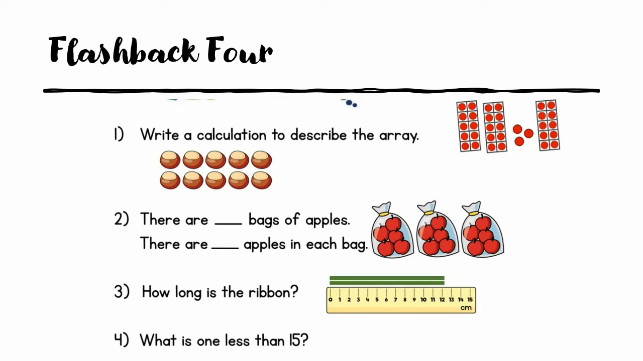Okay, question. Before I tell you the answers, you need to pause and have a go at these 4 questions. Okay, welcome back. Let's go through them. So question number 1. Write a calculation to describe the array. So you should have looked at the rows. I can see in the first row there's 5 conkers, and in the second row there's 5 conkers. So I've done 5 add 5 equals 10. And you could have looked at the columns. So I can see 2 add 2 add 2 add 2 add 2 equals 10. Well done you.